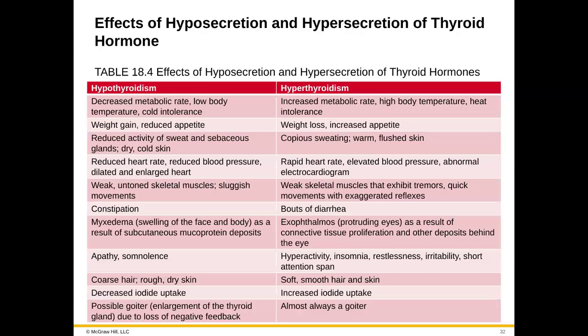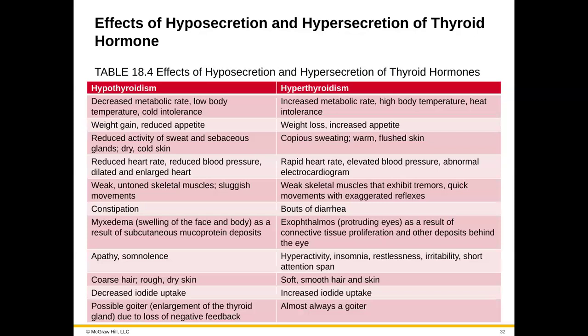Exophthalmos, this is the protruding of the eyes, and this is a result of the connective tissue proliferation behind the actual eyes themselves. So you have a huge deposit within the orbit of this excess connective tissue, and that will actually move the eyes anteriorly, and it'll give them this bulging or protruding look.